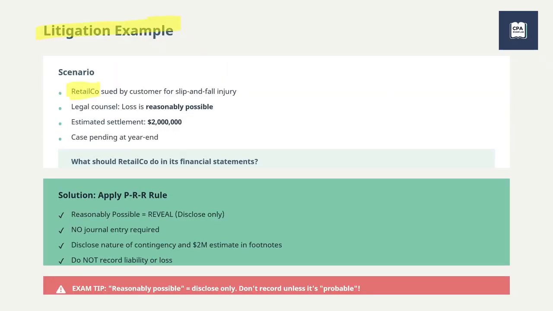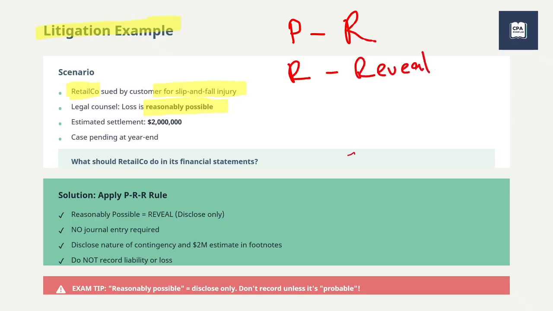Our scenario: Retail Co. is sued by a customer for a slip and fall injury. You talk to legal counsel and they say the loss is reasonably possible. So here, let's take a pause. Remember from our PRR rule, what did it say? If it's probable, we record it. If it's reasonably possible, we reveal it, but we do not have any journal entries. And the other one, remote, we relax. So here we have the second option, which is reasonably possible.